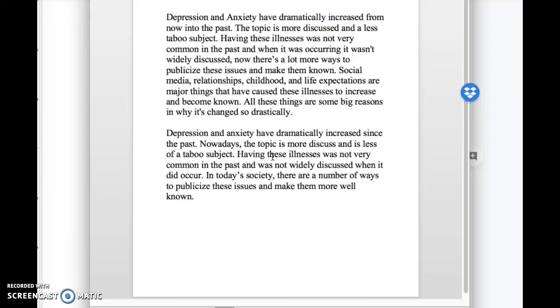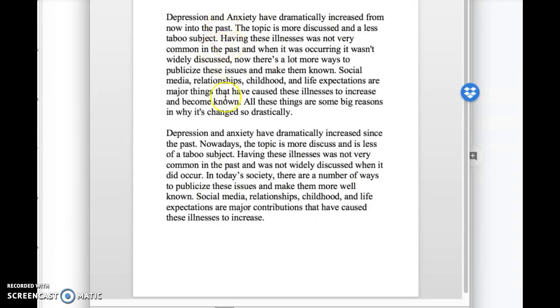Okay, so we're going from here. There's more ways to publicize this, make it more well known, etc. And then you can get into what you have: social media, relationships, childhood, and life expectations are major. And you want to get rid of the word things and big or bigs. Well, thing and big from your vernacular when you're writing academic papers. And life expectations are major, let's say concepts. Nope, let's say contributions that have caused these illnesses to increase.